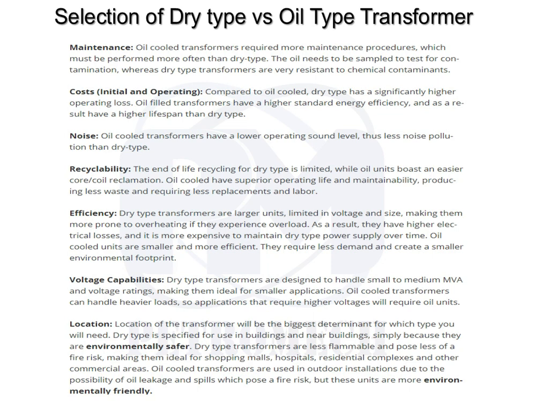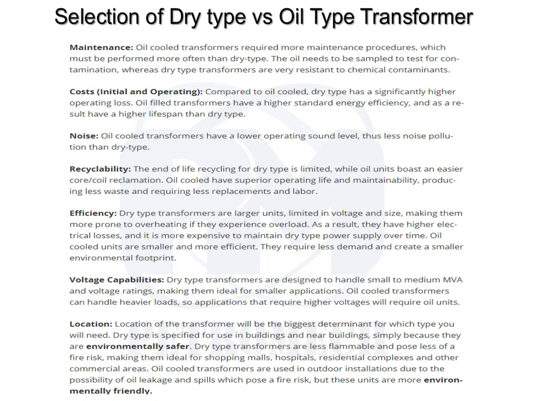Third point I would emphasize is noise. Oil cooled transformers have a lower operating sound level, thus less noise pollution than dry type. I would also like to highlight that for noise limits there are specific standards, but for a particular plant, the Central Board of Pollution Control, CPCB, has limits which govern the actual noise pollution. At daytime it can be 75 dB and at night time it has to be 70 dB as per the current standard.